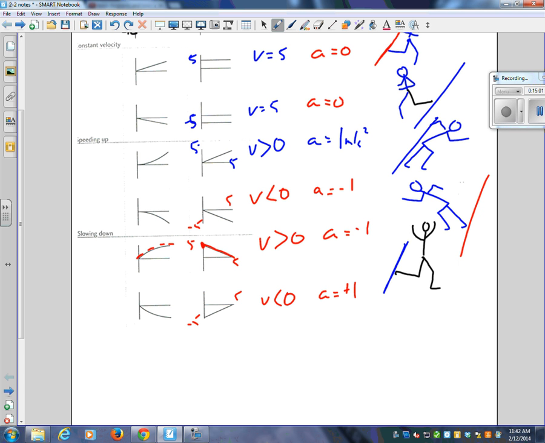Wait, I have a question. If this graph were a velocity-time graph, what would you do? If this graph were a velocity-time graph, you'd be running negatively. You're asking if I had a VT graph that looked like that? Yeah. Okay, well, this shows that the acceleration is going from very negative to almost 0.